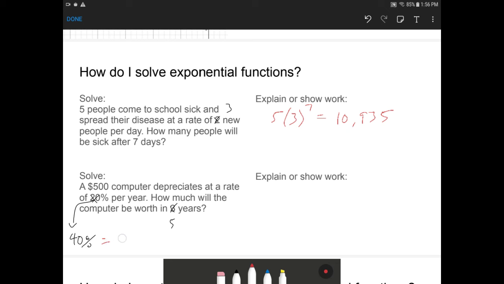So here, 40% is 0.4. So it's going to be 1 minus 0.4. So that's going to be 0.60. So each year, it'll only be worth 60% of what it was worth before. So 500 times 0.60 to the 5 years. So after 5 years, it's only worth $38. That's sad.